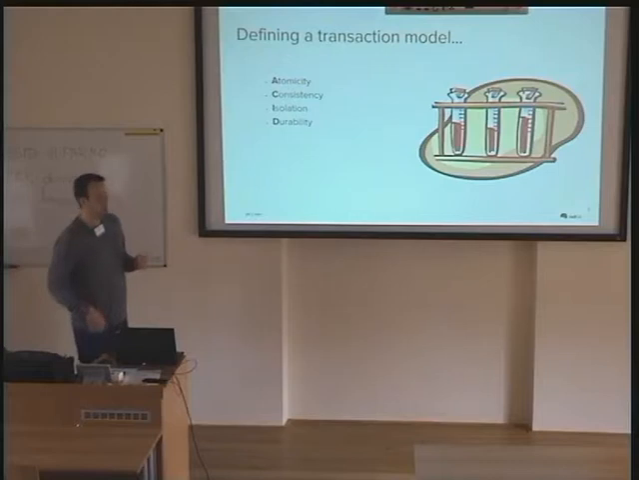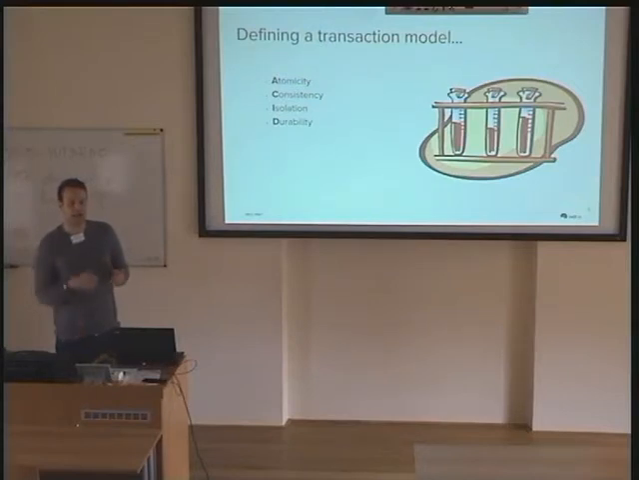Other models will relax some of those particular elements to get other benefits that I'll come onto in the subsequent slides. But just briefly, for people that maybe aren't as familiar, when we talk about ACID, we talk about the four properties. So atomicity basically means all or nothing: of, let's say, two resources, they both do something or neither do something.